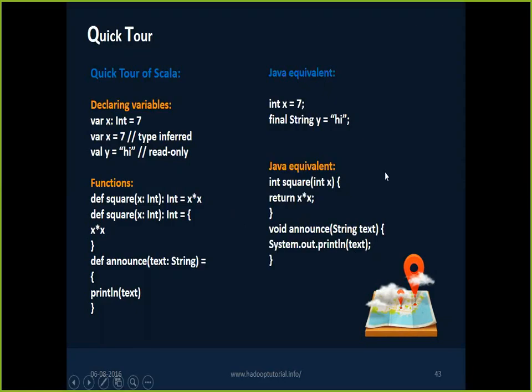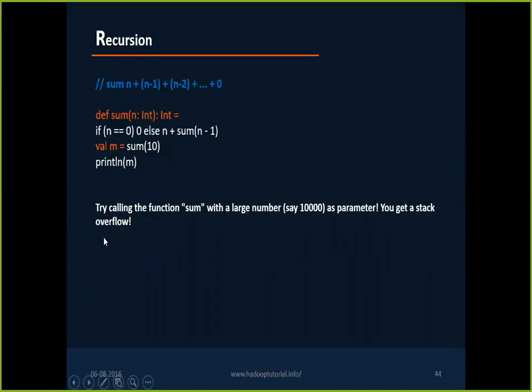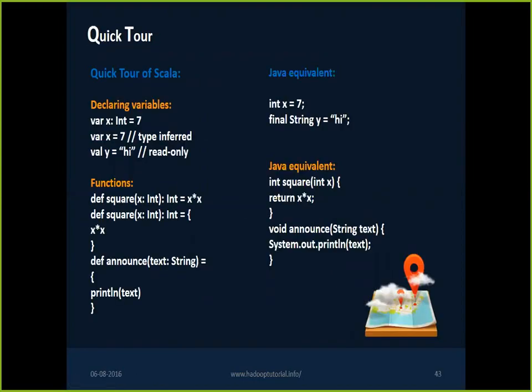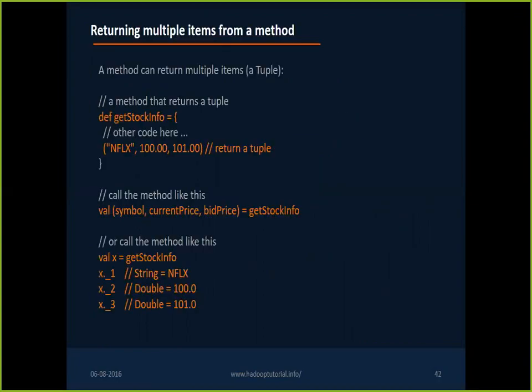Void announce: if there is no return type, I don't even need to specify. In Java, if it is void, in Scala it will become Unit. Its return type will become Unit. Okay. So this is the quick summary, or the quick tour of the functions. So now the return keyword is optional.